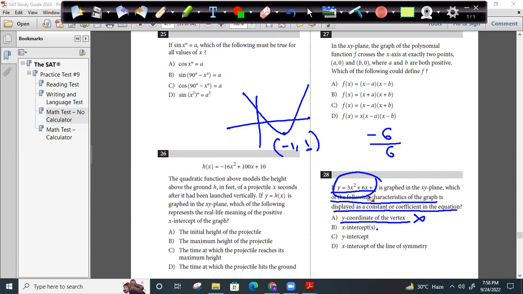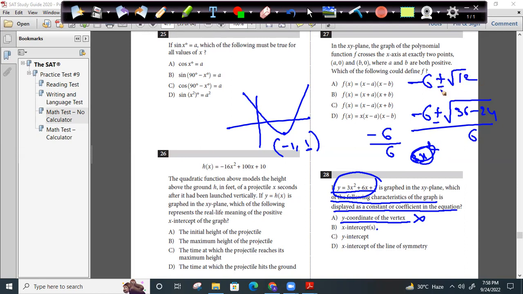X-intercepts. Try to find the x-intercepts. If you get 6, 3x square. If you want to split this, the x-intercepts are difficult. So you need to use the quadratic formula. Minus b plus or minus square root of b square minus 4ac. 4 into 3 is 12. 12 into 2 is 24, by 6. So the x-intercepts are minus 6 plus or minus root 12 by 6. They're very complicated. Nowhere is this a constant of this function.